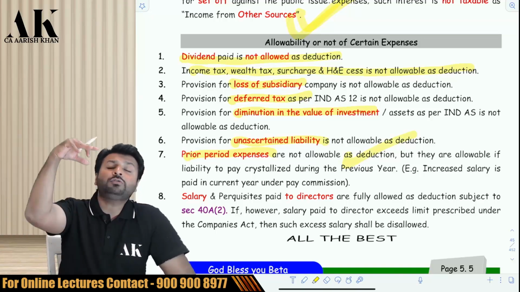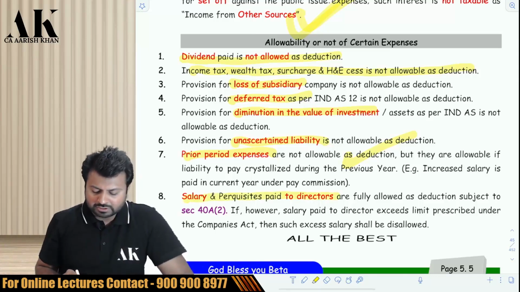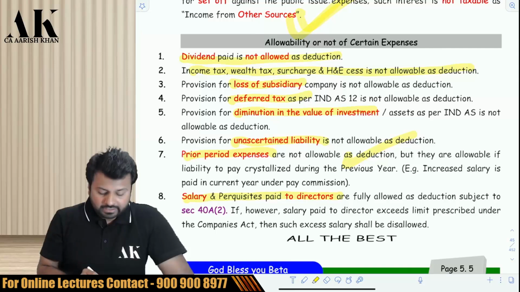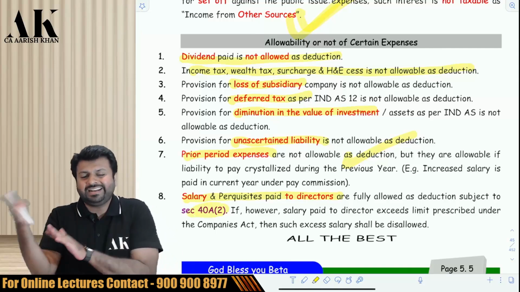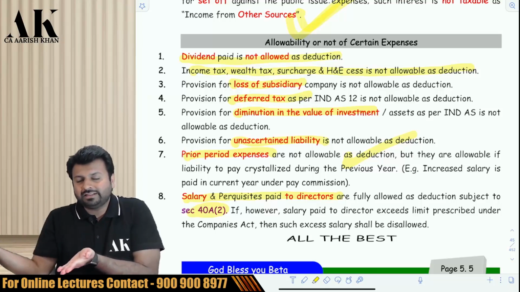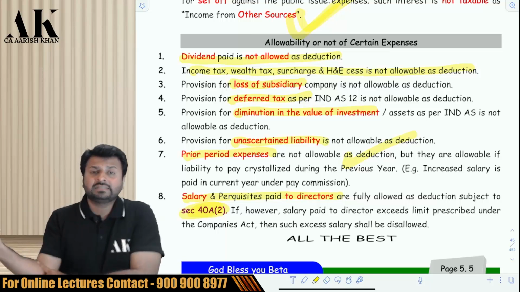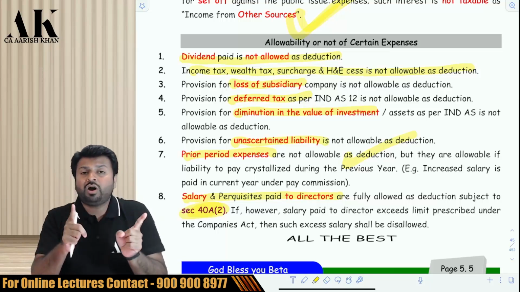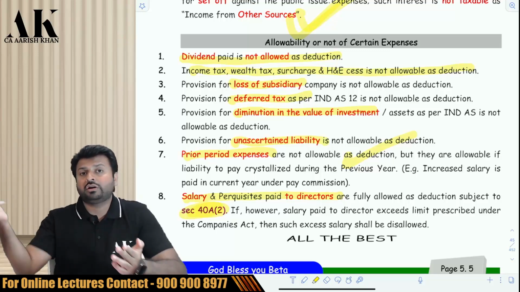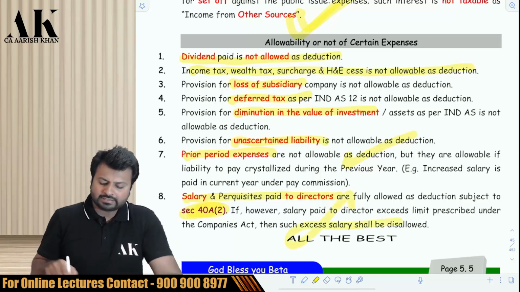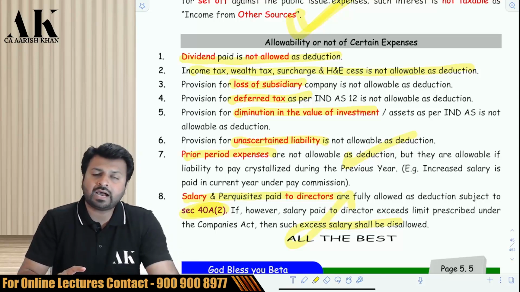But if the liability to pay that expense is crystallized in the current year, then it is allowed as deduction. Salary and perquisites paid to directors are fully allowed, provided it should not be excessive, as per section 40A(2), which will come in the next session. That is not in the next lecture, but in the next 10 minutes. As per 40A(2). Plus, directors' remuneration is subject to company law. There is a limit which is given in the managerial remuneration section under company law. It should not exceed that also. If it exceeds that, then the excess amount shall be disallowed. Okay, just go through it once and then we'll move ahead towards our disallowances.